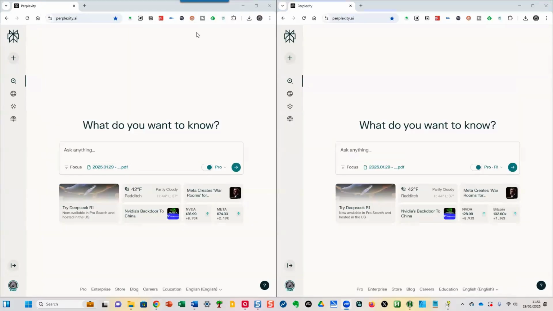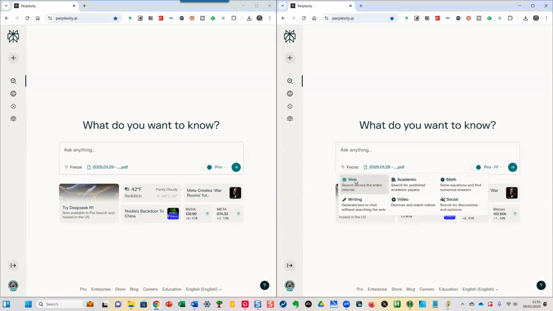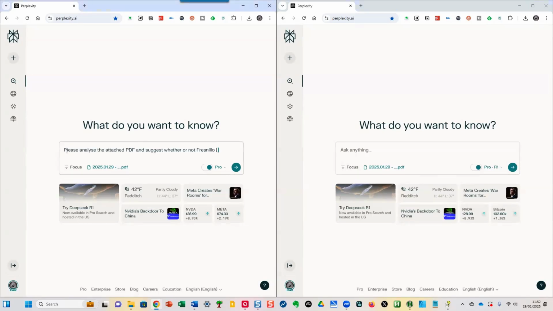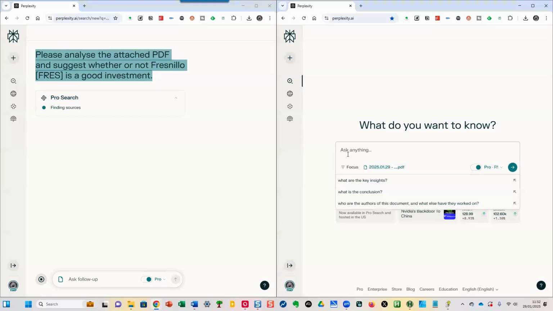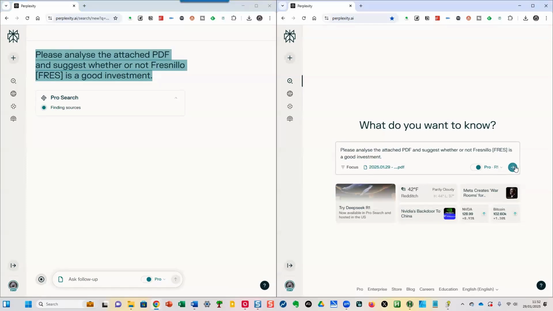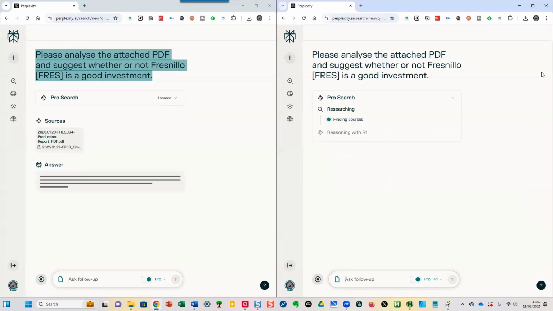And then the first thing I'm going to do is make sure on the focus that we're looking at the web, and we'll do the same on both sides. So I'll just put in, please analyze the attached PDF and suggest whether or not Fresnillo is a good investment. And I'll then copy that prompt and drop that in on the right-hand side, which has got the DeepSeek, and ask the same thing, and it'll be a few seconds behind, but it's the quality of the output that I'm interested in.